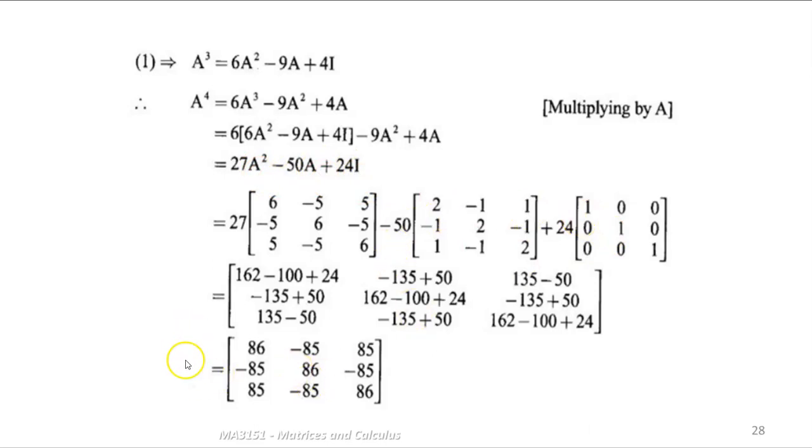Then we get A power 4 equal to 86, minus 85, 85, minus 85, 86, minus 85, 85, minus 85 and 86. This is the A power 4 value.